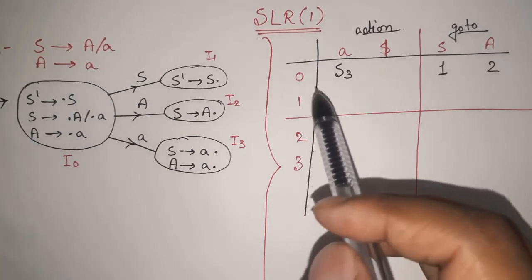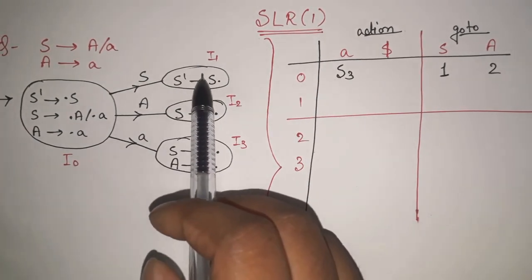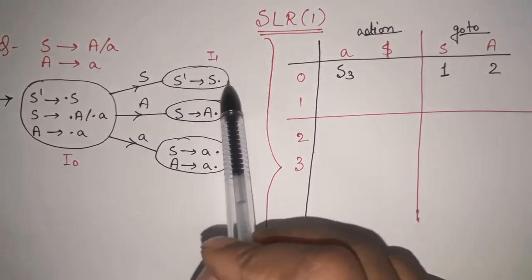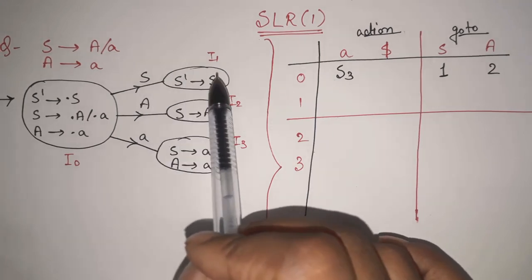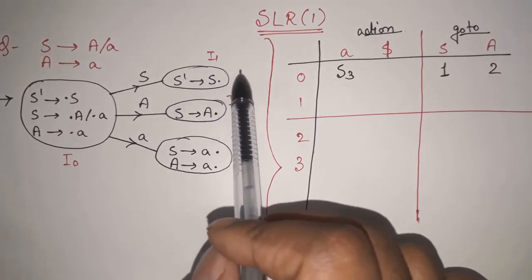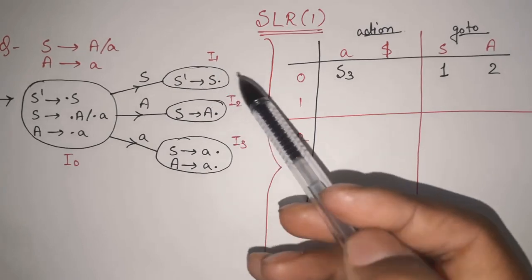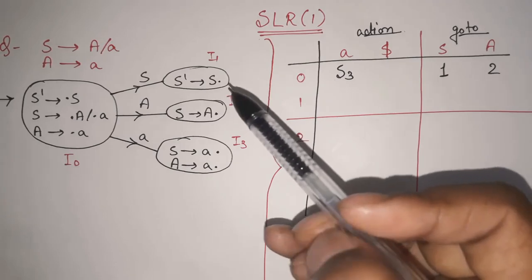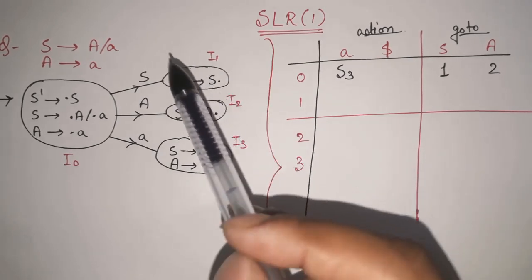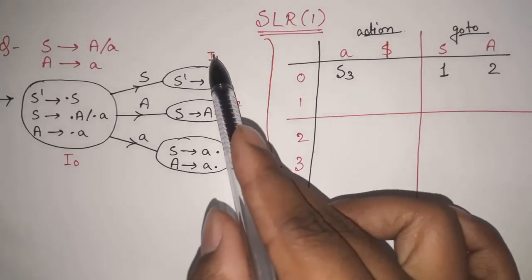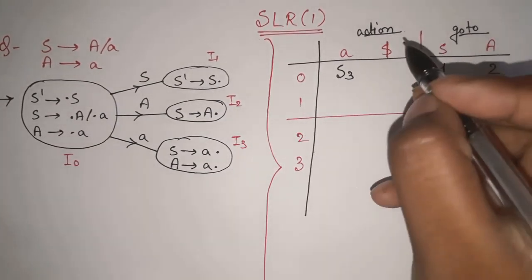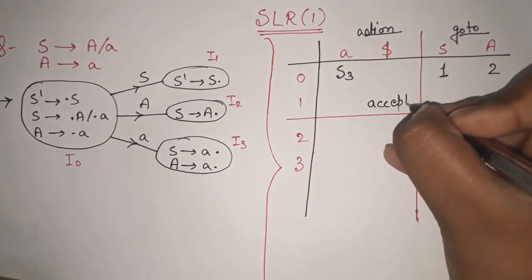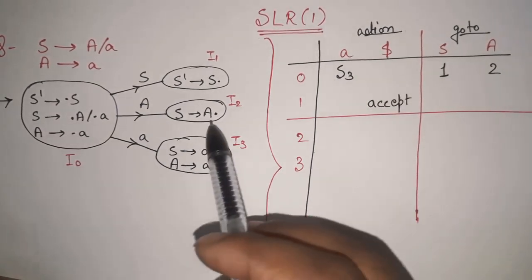Now for row number 1, I have to see I1. In this case, this is the acceptance state or the completion state of the augmented grammar that I have added. As I have explained in the previous video also, this is known as one special case. So in the first row, under dollar, I will simply write accept.